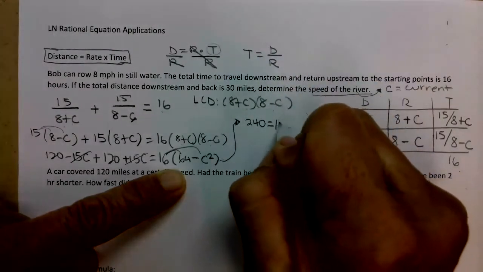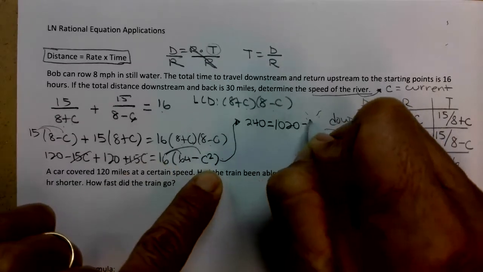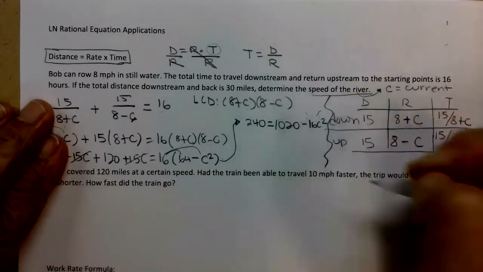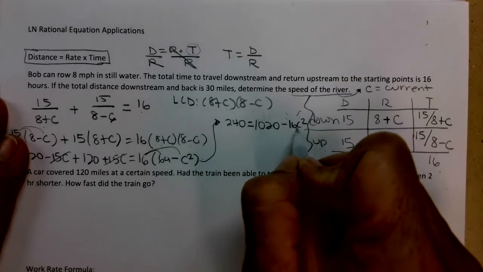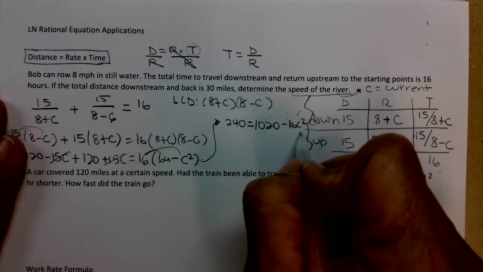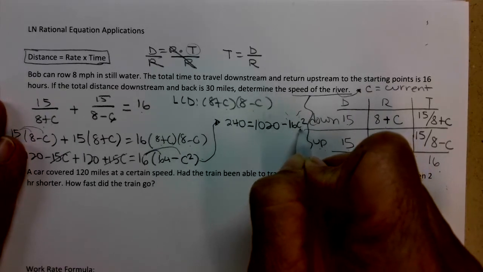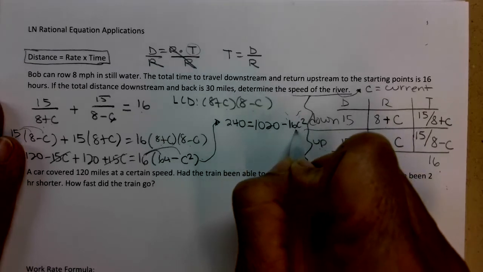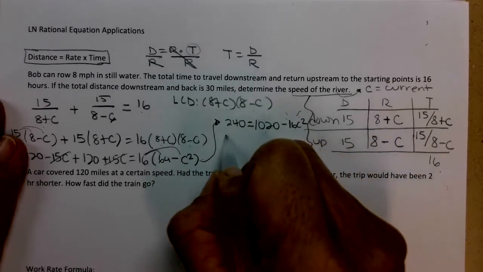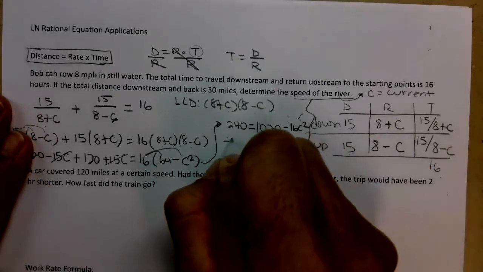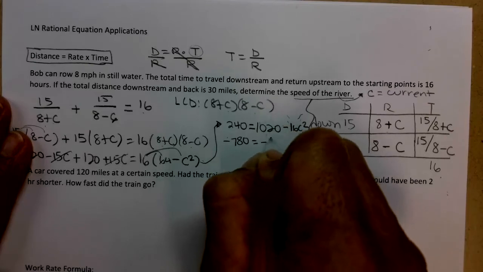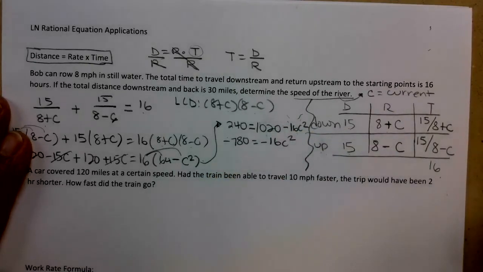1024, and then minus 16c squared. Sorry, scrunching it in here. I don't have a c to the first power, so I'm going to extract a root using the square root property. I'm going to get my 16c squared all by itself, so subtract the 1024 from both sides. 240 minus 1024 is negative 780, equals negative 16c squared. Divide both sides by negative 16.